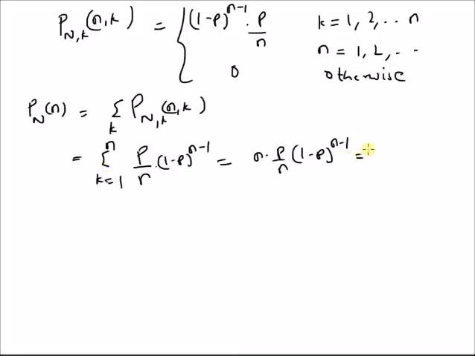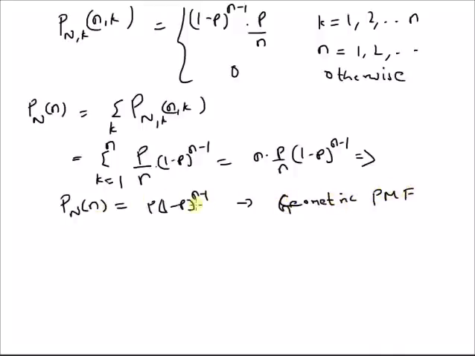So that implies the marginal probability mass function is equal to p * (1-p)^(n-1), which is basically a geometric PMF. So n is a geometric random variable.